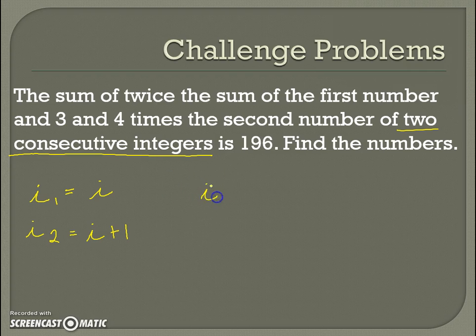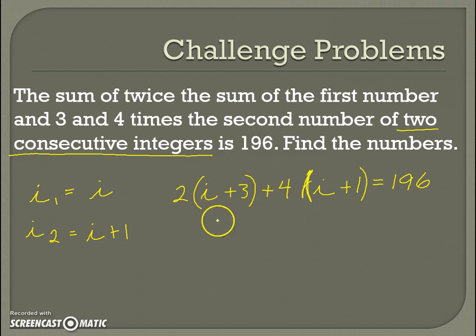The sum of twice the sum of the first number and 3. So I have the first number plus 3, and I have twice of that value. And 4 times the second number, so plus 4 times the second number, which I don't know what the second number is, but I could call it I plus 1. That's a parenthesis right here, is 196. Okay, so here I wrote this out. This is twice the sum of the first number and 3, so there's the sum of the first number and 3 times 2, plus 4 times the second number, so that's 4 times I plus 1, is 196. So this is how our equation sets up, and we solve this.